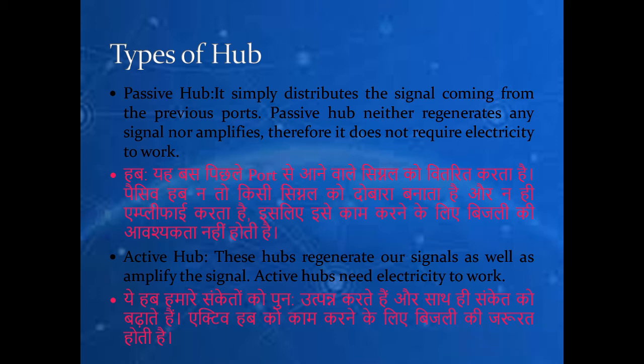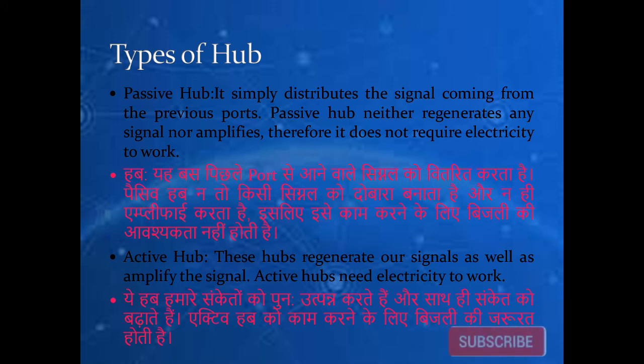What is the meaning? Suppose we want to transmit our signal from one computer to another computer. Generally for some long distance communication, the signal becomes weak after some transmission time. The work of a passive hub is only to transfer the signal from one port to another port, one computer to another computer. Except this, it does nothing. So for transferring the data, it does not require electricity to work.